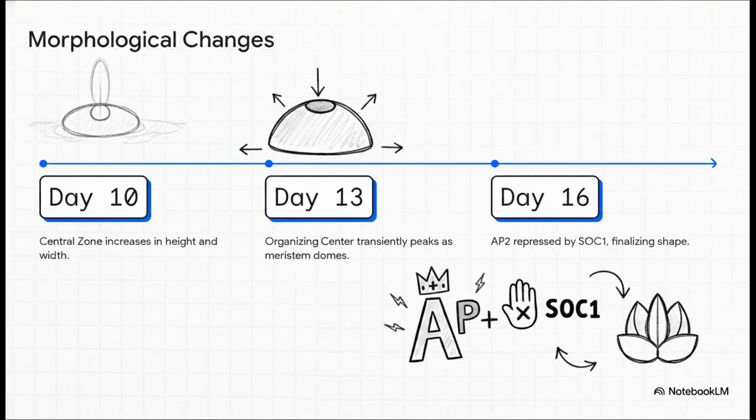If we track this on a timeline, we can see exactly how the plant choreographs this shape change. Around day 10, that central zone begins to expand. By day 13, the organizing center's height transiently peaks, which pushes the whole meristem into that dome shape. Now, a transcription factor called AP2 is actually the mastermind behind this rapid growth. But here's the clever part. By day 16, to finalize the inflorescence shape and stop the meristem from overexpanding, AP2 is actively repressed by SOC1. Remember SOC1? That's one of those master floral genes we talked about. This reciprocal repression acts as an elegant biological braking system, perfectly synchronizing the meristem's expansion with the onset of flowering.